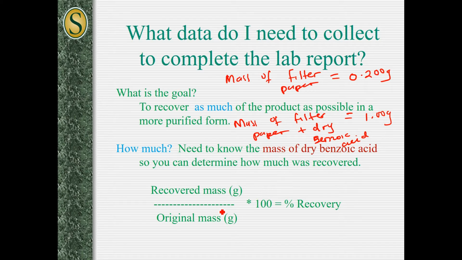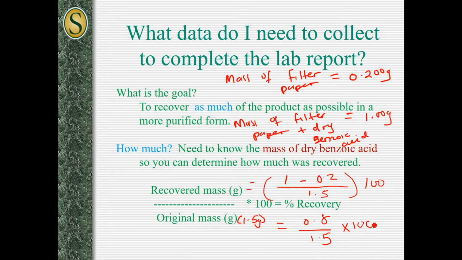Suppose the original mass here is 1.5. The way to calculate the percentage recovery, we have to find the mass of benzoic acid, which is just the subtraction, 1 minus 0.2, divided by 1.5. Everything is going to be multiplied by 100. So it's going to be 0.8 divided by 1.5 times 100, and of course you're going to get your percentage right there. This is just an example of how you can calculate the percentage recovery, and you have to do that in your notebooks.